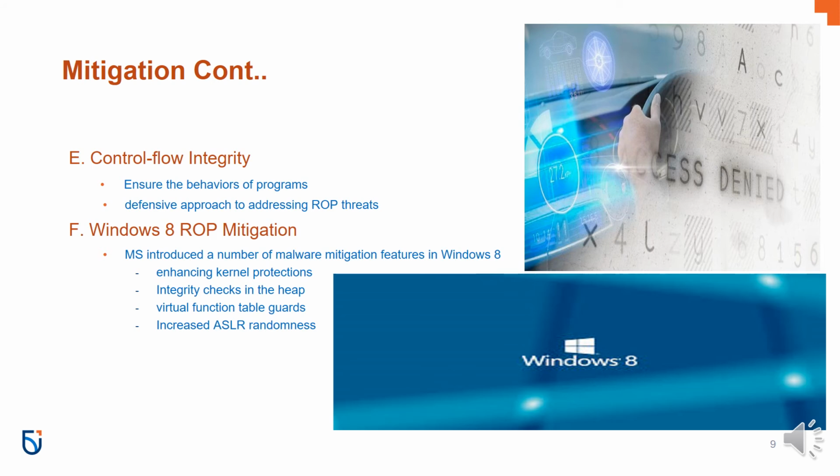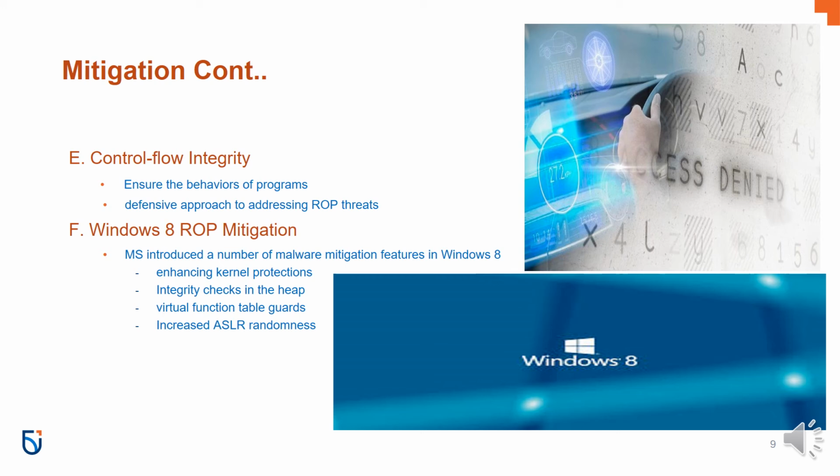Control flow integrity, or CFI, ensures that the behavior of the program is according to the design. CFI mechanisms embedded in software are practical but can impact performance overhead. It is a good defense approach to addressing ROP threats.